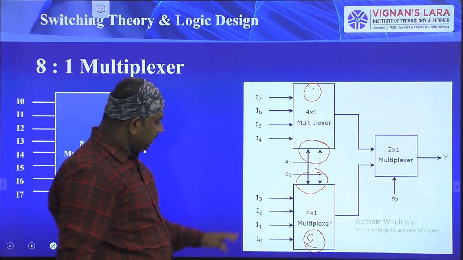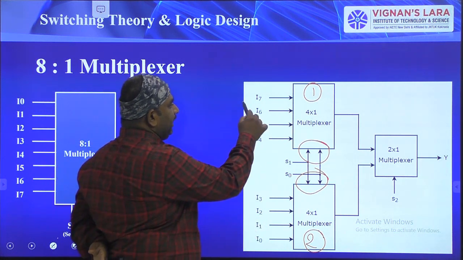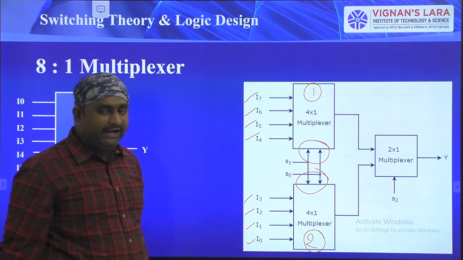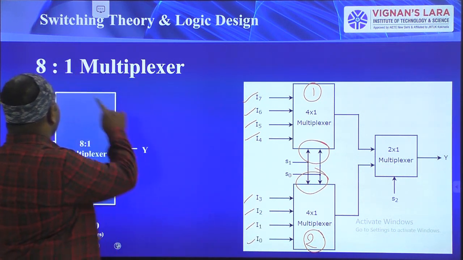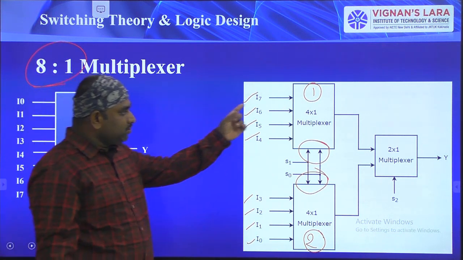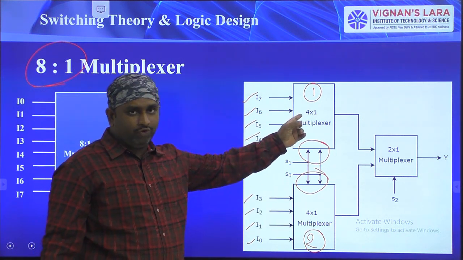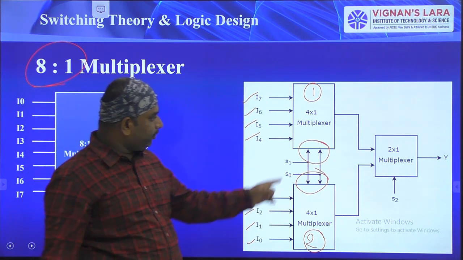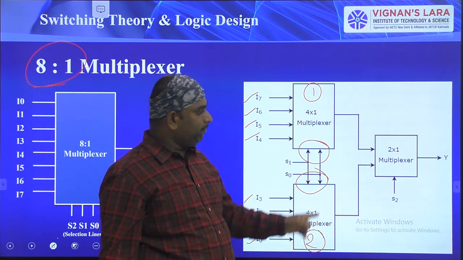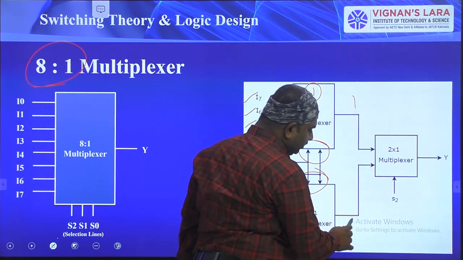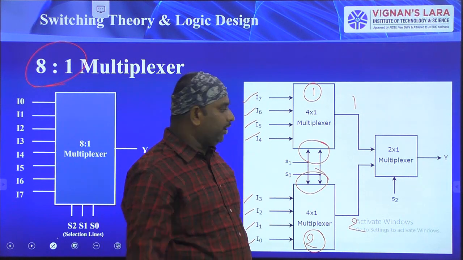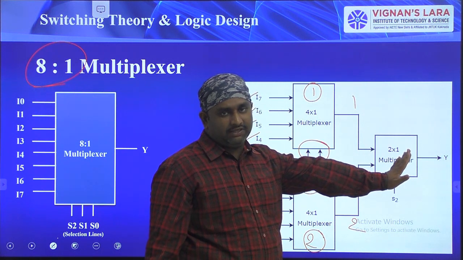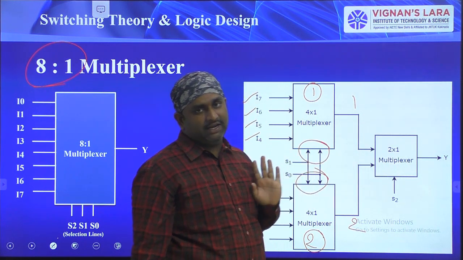Here we have 4 inputs, and here we have 4 inputs. So totally I7, I6, I5, I4, I3, I2, I1, I0, total 8 inputs I have taken. Why? Because I have to implement an 8:1 multiplexer. By using 2 4:1 multiplexers, I have taken 8 inputs, but I have to show only one output. From these 2 4:1 multiplexers I have a first output and a second output, so for implementing this 8:1 multiplexer, I have taken the help of one more multiplexer, a 2:1 multiplexer.